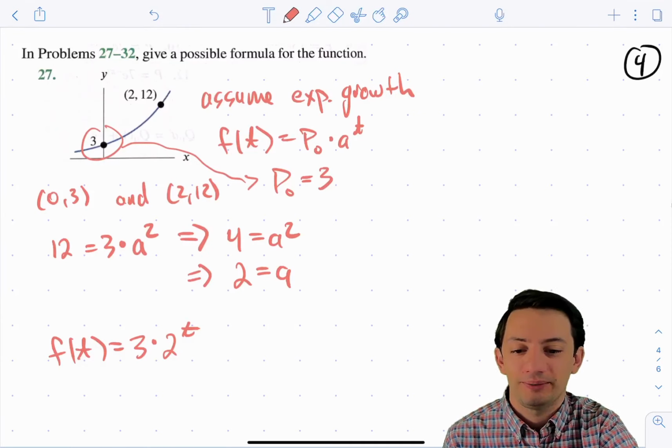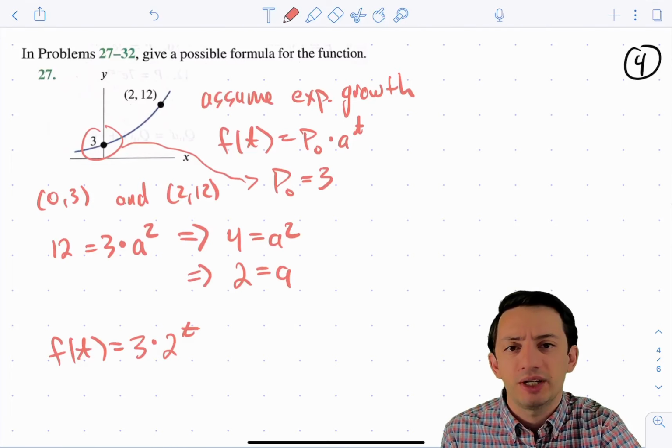And there we go. So same kind of problem as the last one, but a little bit easier on the numbers, and we didn't need the calculator for it.